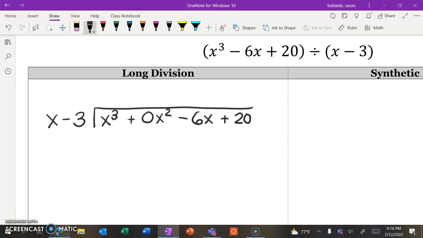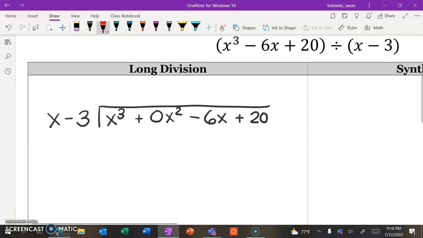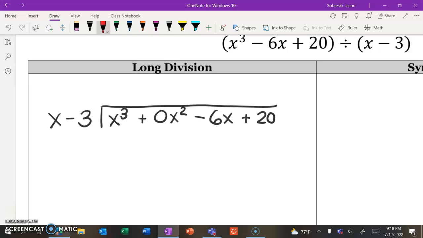Okay, so we have our problem set up. I'm going to try to use colors to help us here. So the first thing that we need to do is think about multiplication, right, which is the opposite of division. So we need to think, x times what will get us the x to the third, or x cubed. So hopefully you're thinking x times x squared will get us x cubed. Okay, so that is the first term in our quotient, right?